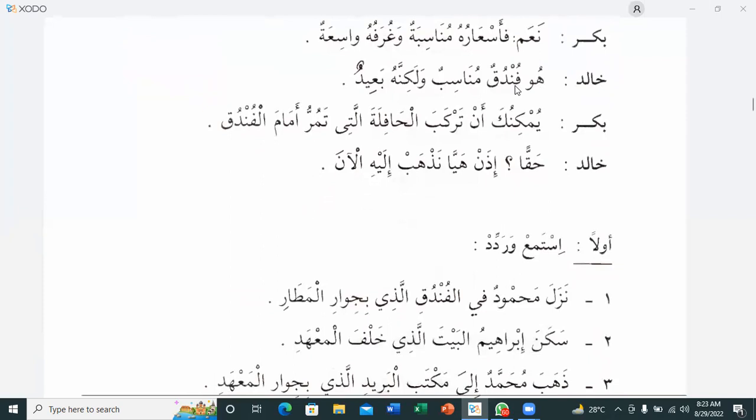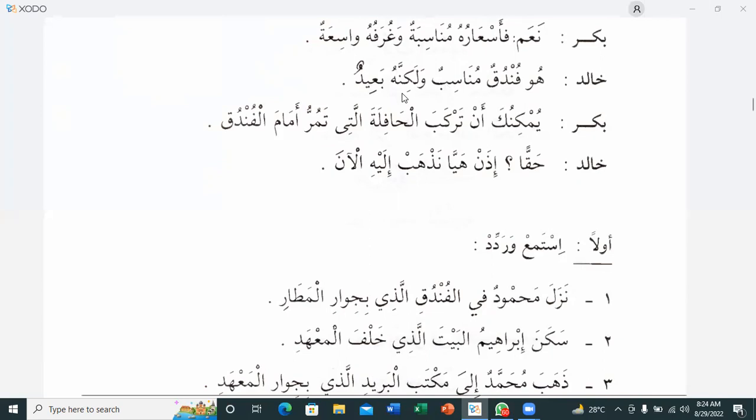Khalid: Huwa fundukun munasibun, it's a hotel. Munasibun in this sense, we also use for decent, and we also say suitable. It's a decent hotel or it's a suitable hotel.